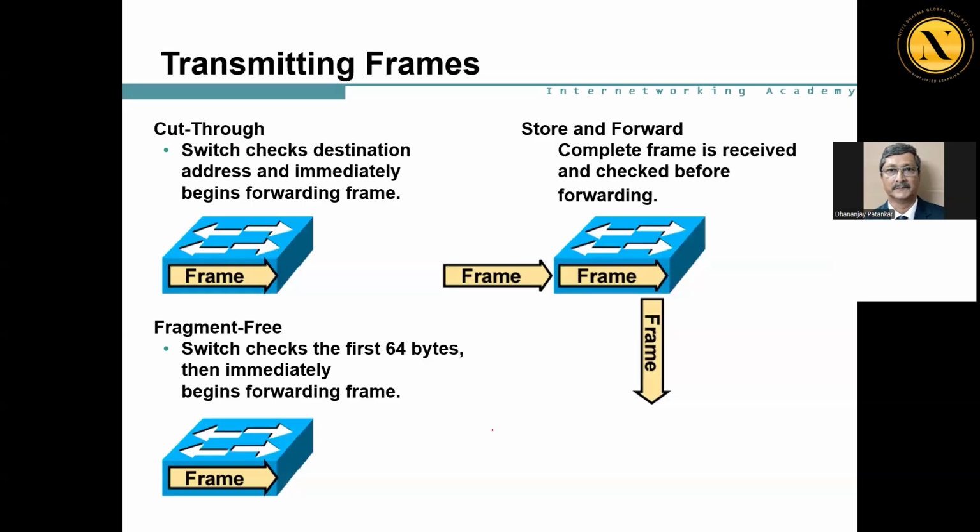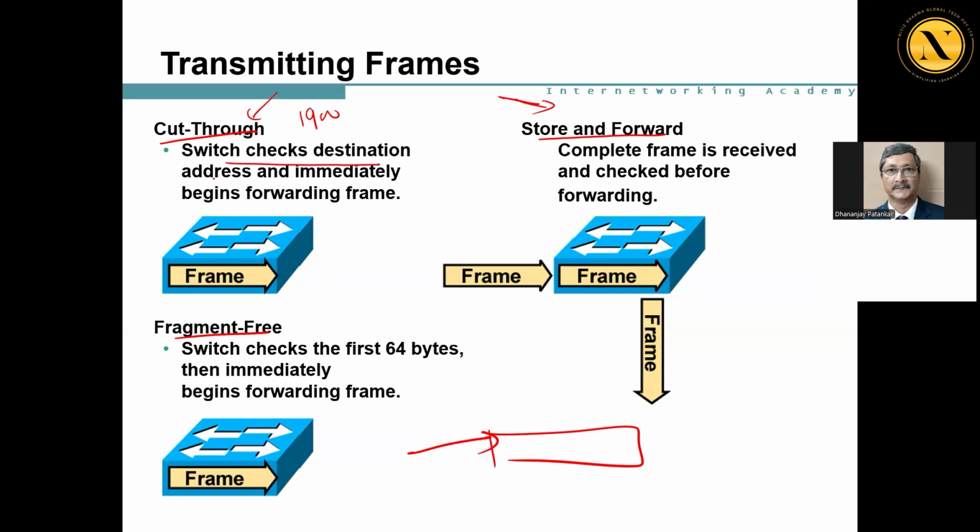Now, whenever a frame comes on a switch port, it can forward it in three ways. One is cut through, one is store and forward, and the third is fragment free. Which method your switch follows depends on the hardware platform and IOS versions, right? Different switches may have different methods of forwarding. But yours will be, I think, store and forward today. In the olden days, when we had the 1900 switch, by default it was cut through, right? Anyway. So what happens in cut through?